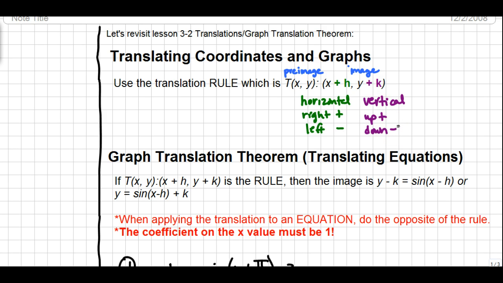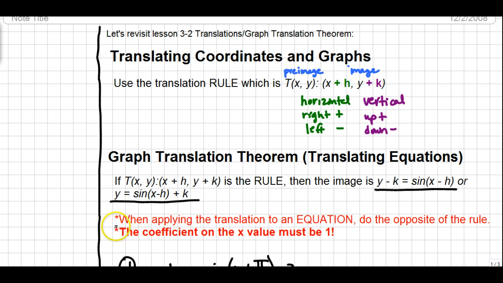When you apply the rule to coordinates and graphs, you apply the rule directly as is. When you apply it to an equation, however, you do the opposite or the inverse of the rule. So if we apply the original rule that we had here to the sine or the cosine, it's going to look either like this, or if we solve for y, it's going to look like that.